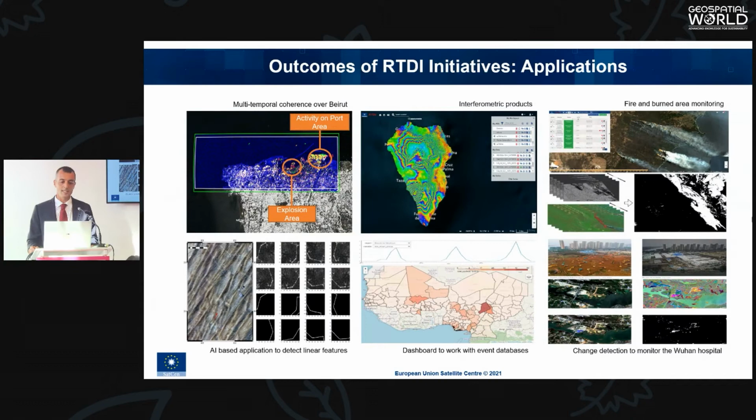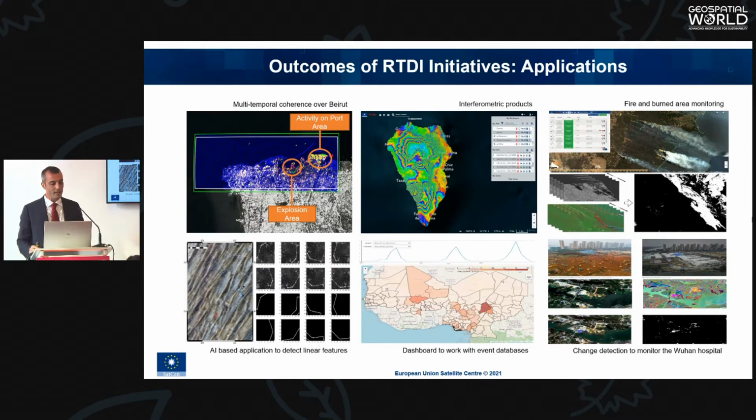Just one slide to show to you some examples of R&I initiatives. So this is not results of operational activities of SatCen. We have some colleagues here if you want to talk with them about the real operational activities of SatCen, but let's move on again on the R&I side.